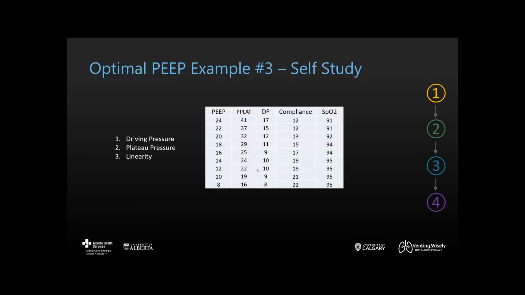Here is the table. This is an original PEEP table as recorded by one of our therapists. Note that they started at a PEEP of 24 and ended at a PEEP of 8. Go ahead and pause the video. Use a printed algorithm to identify what optimal PEEP you would select and restart when you're ready to move on.